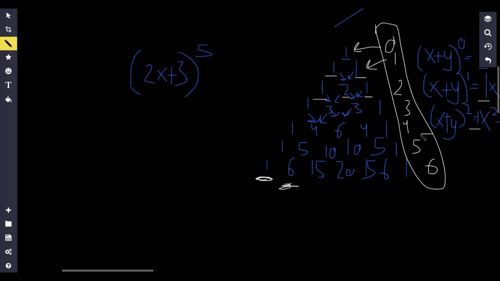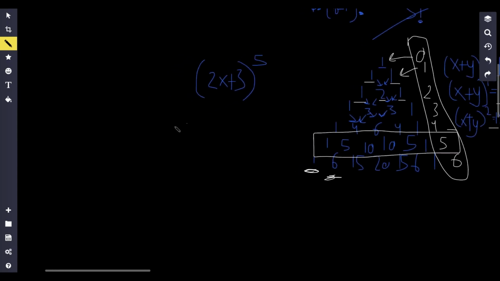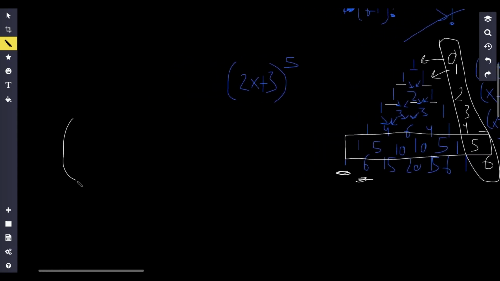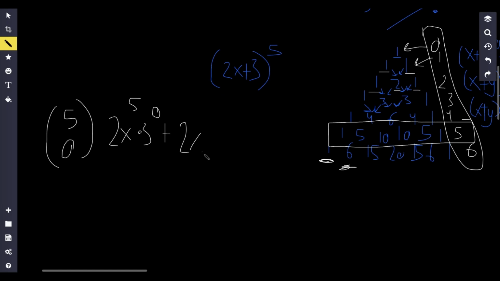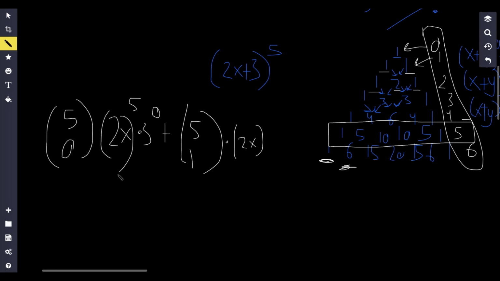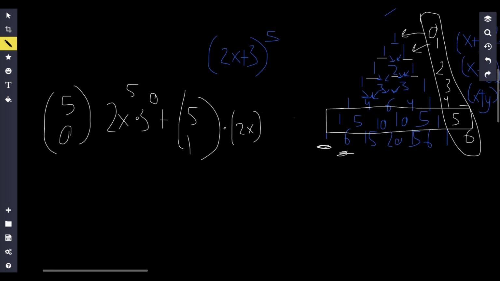I'm just going to use this row right over here. This is going to be for my problem here, 2x plus 3 to the 5th power. So how am I going to expand this? Well, normally, remember, we would have to do 5 choose 0, and then 2x to the 5th power times 3 to the 0th power, right? And then we would do 5 choose 1 times (2x) to the 4th power times 3 to the 1st power, right? And it would be pretty annoying.